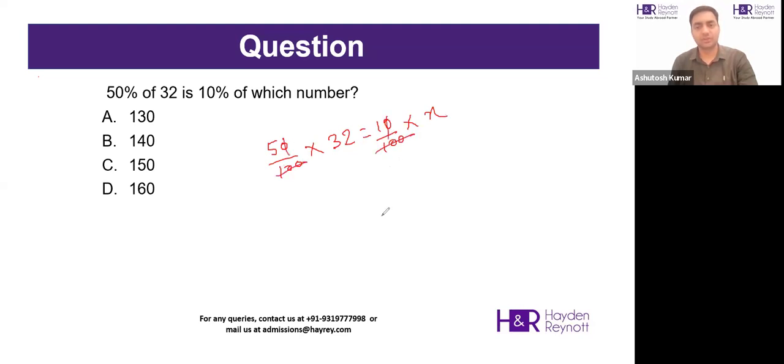You can see you are getting the value of X equal to 32 into 5, that is equal to 160. So your answer is D here, and that is how you will be doing the questions based on translation in the percentage.